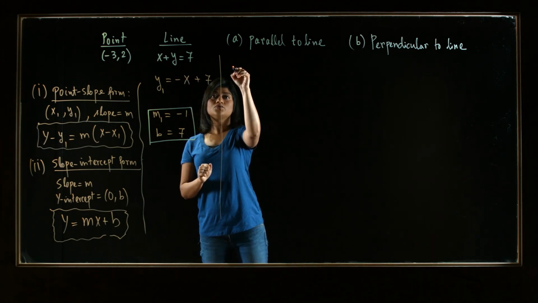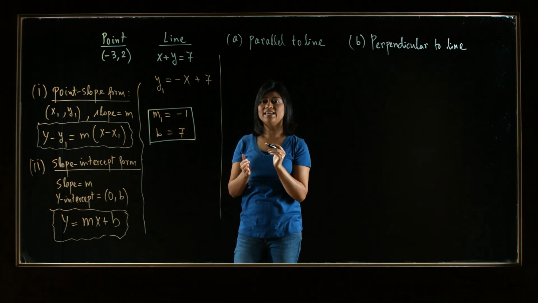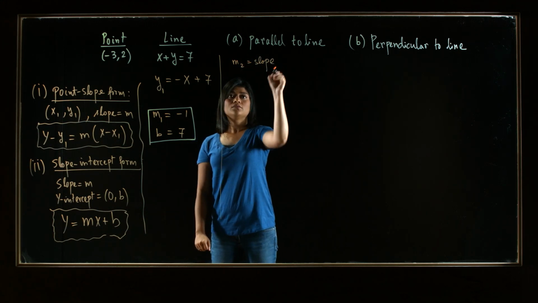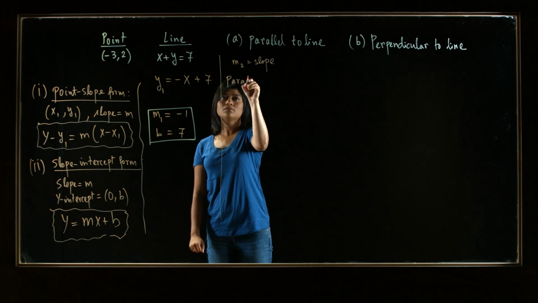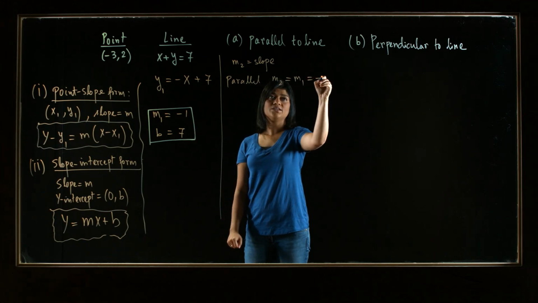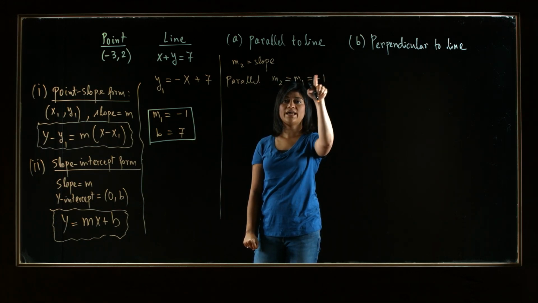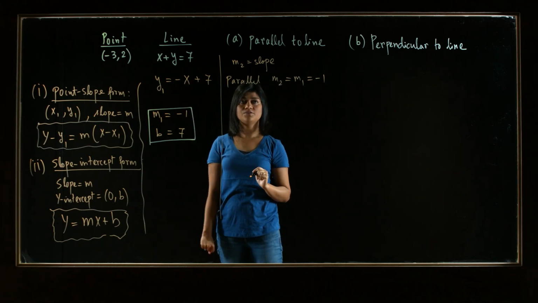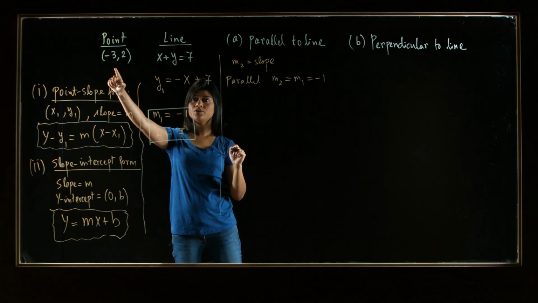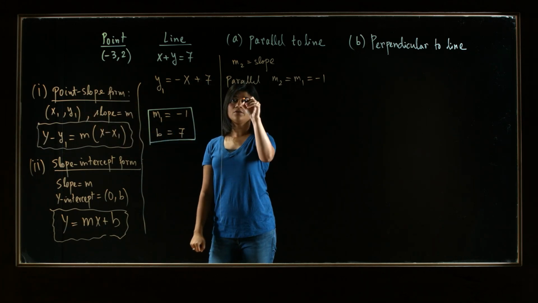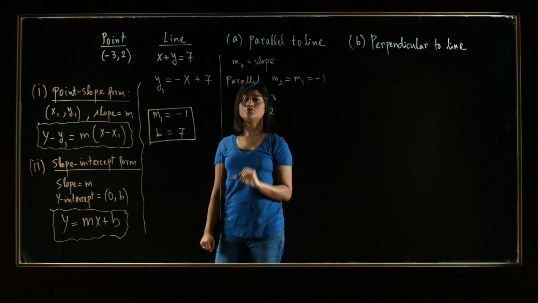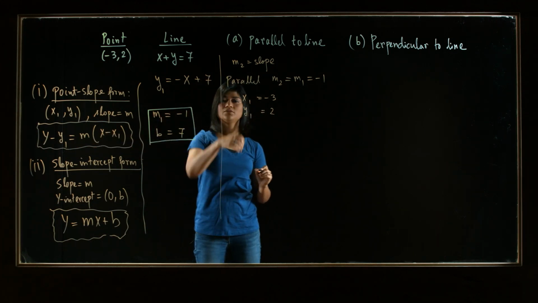Two lines are parallel if they have the same slope. So, if m2 is the slope of this line, then parallel will mean that m2 is equal to m1, and m1 is negative 1. So, we already know that this parallel line will have the same slope negative 1 as the first line. We also know that it will pass through the point negative 3, 2. So, we can use the point slope form and we say that x1 is negative 3 and y1 is 2, and use the point slope form to write down the equation.